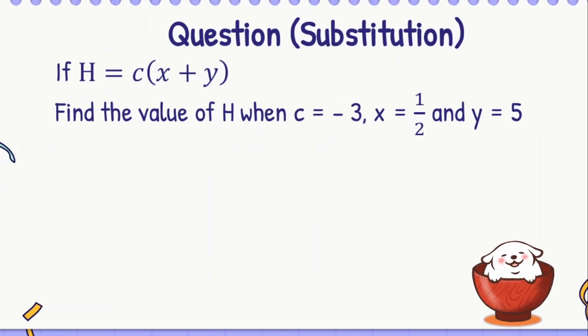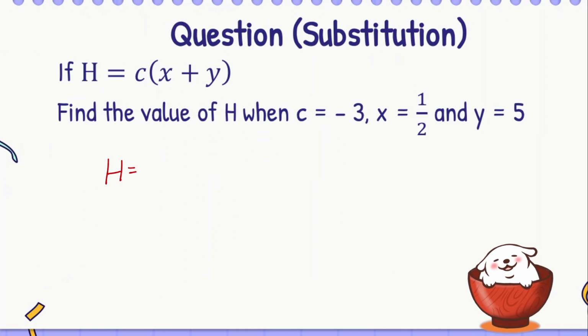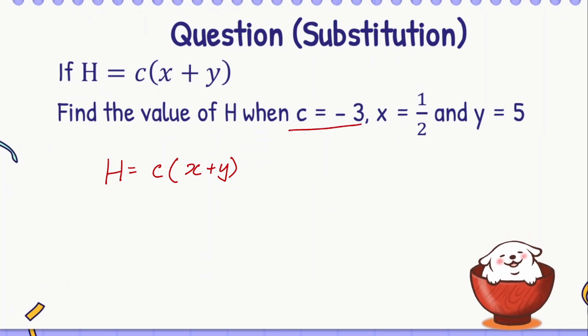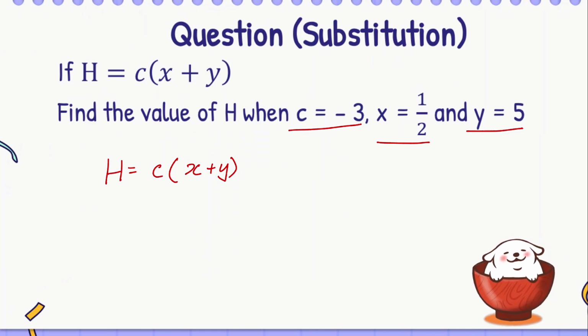Now let's look at another question. Very similar substitution type of method. First, we copy down the formula: h equals c bracket x plus y. Find the value of h when c equals -3, x equals half, and y equals 5. Now you can try this by yourself. Stop the video here to try it. If not, then you can carry on.